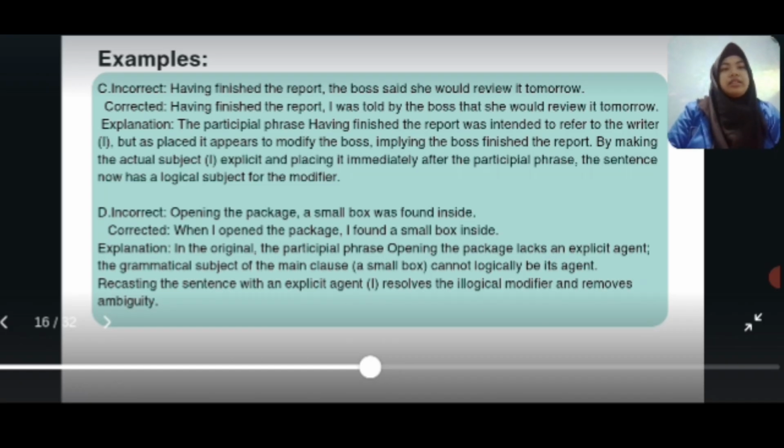And then the last example, the incorrect one: "Opening the package, a small box was found inside." The corrected version is: "When I opened the package, I found a small box inside." In the original, the participle phrase "opening the package" lacks an explicit agent. The grammatical subject of the main clause, a small box, cannot logically be its agent. Recasting the sentence with an explicit agent, I, resolves the illogical modifier and removes ambiguity.